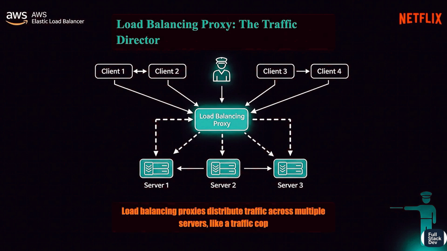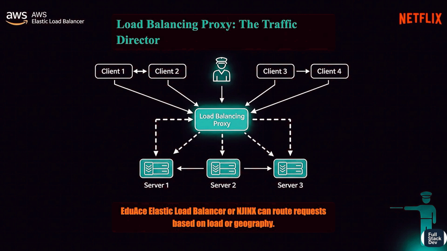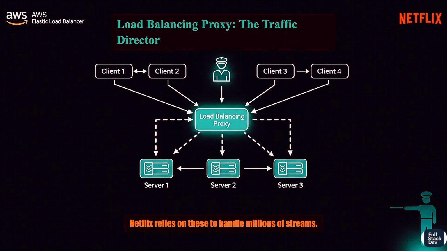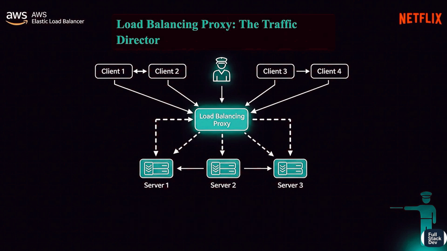Load balancing proxies distribute traffic across multiple servers, like a traffic cop at a busy intersection. They prevent any single server from getting overwhelmed. AWS Elastic Load Balancer or Nginx can route requests based on load or geography. Netflix relies on these to handle millions of streams. They're key for scalability but need health checks to avoid sending traffic to dead servers.